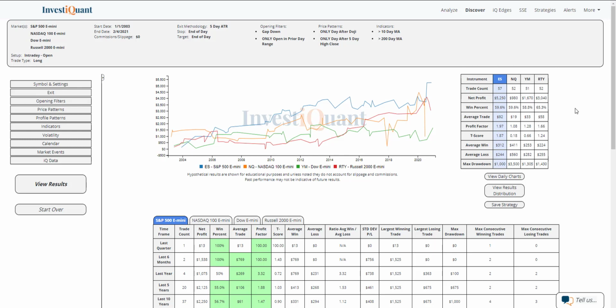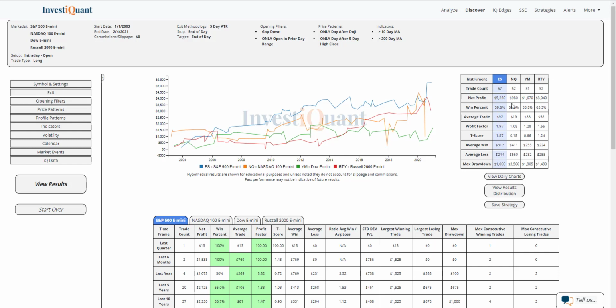And the win rates are all pretty similar as well. You can see the S&P's coming in right at about 60%, as is the NASDAQ. The Dow coming in 59%, and the Russell coming in a little bit stronger than the other three at 65%. So all of these hanging roughly around that 60% area.